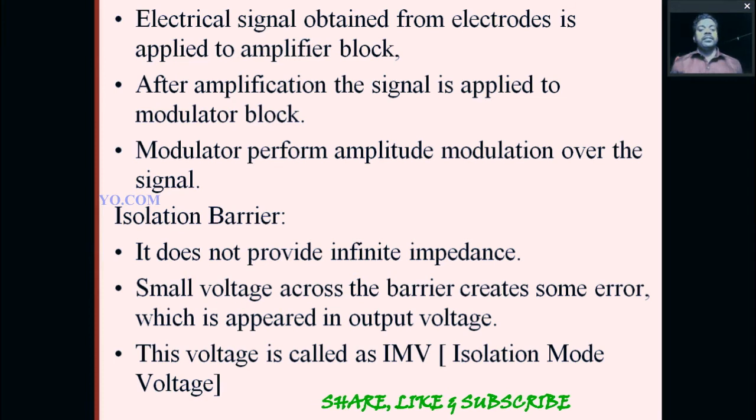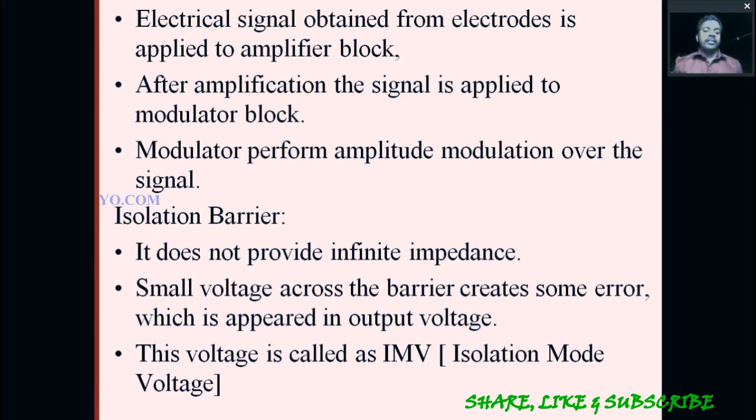The modulator performs amplitude modulation over the signal for further processing. Then here we are using one isolation barrier, so it does not provide infinite impedance. Barrier means resistance. It does not provide infinite impedance, it provides some impedance. The barrier provides very high impedance but not infinite.